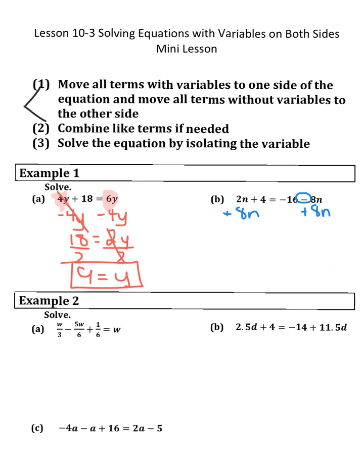It would cancel over here. I'd have 10n plus 4 is equal to negative 16. Now this really just looks like a fairly standard two-step equation now that I've got my variable terms together. So my next move would be to undo this plus 4. The inverse operation then would be subtracting 4 from both sides, leaving us with 10n on the left.